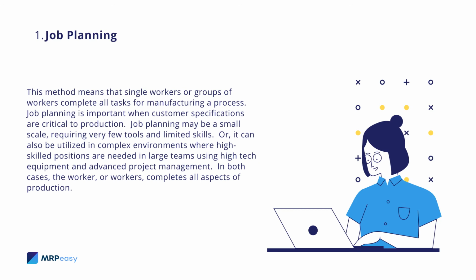This method means that single workers or groups of workers complete all tasks for manufacturing a process. Job planning is important when customer specifications are critical to production. Job planning may be small scale, requiring very few tools and limited skills. Or it can also be utilized in complex environments where high-skilled positions are needed in large teams using high-tech equipment and advanced project management. In both cases, the worker or workers complete all aspects of production.